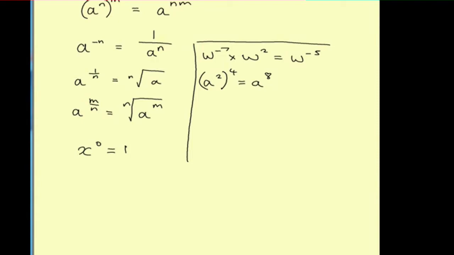Let's do another example. 10y squared divided by 4y. Well, what you do here is you do 10 divided by 4, which is going to be 2.5, and then you do y squared divided by y. Well, when y is on its own, the power is going to be 1, so you subtract those 2 powers, 2 take away 1 is 1, so it's just y on its own, so it's 2.5y.